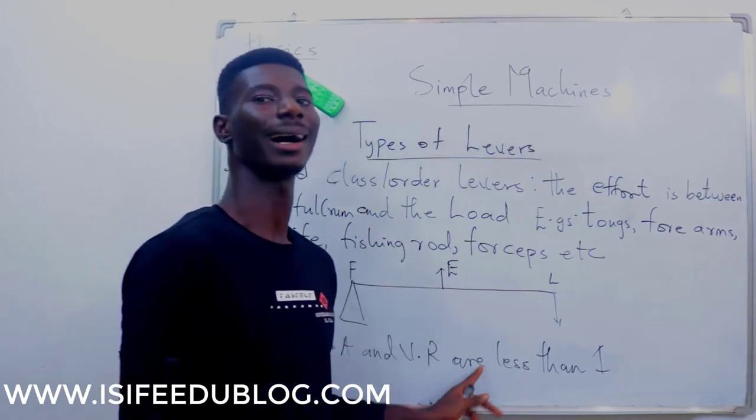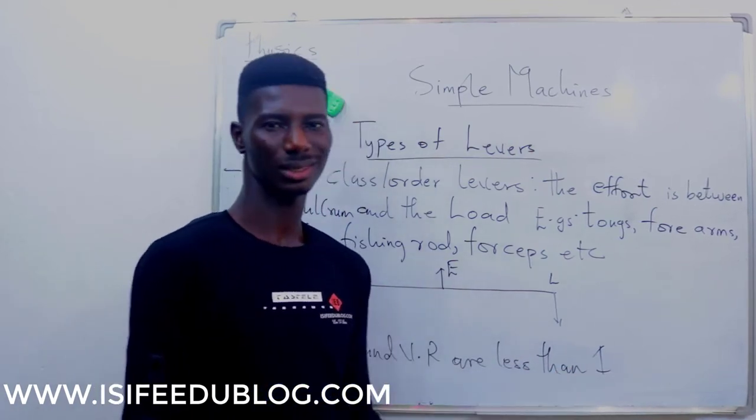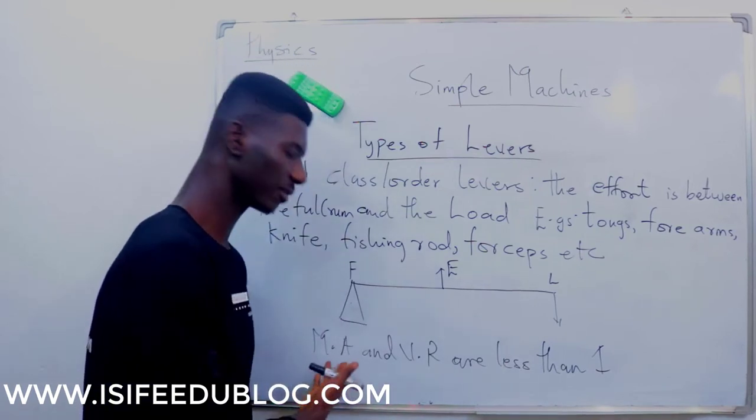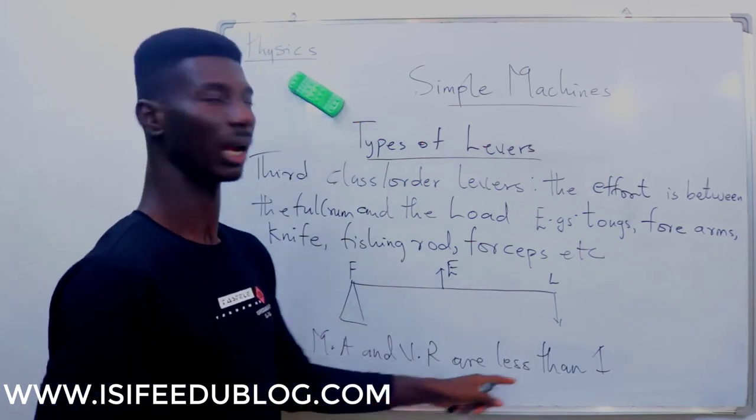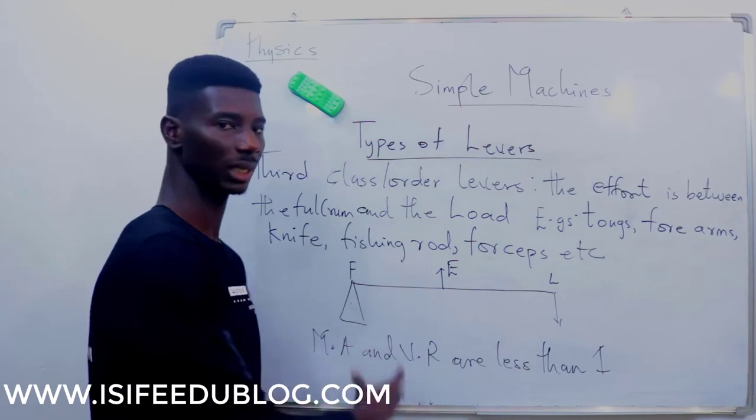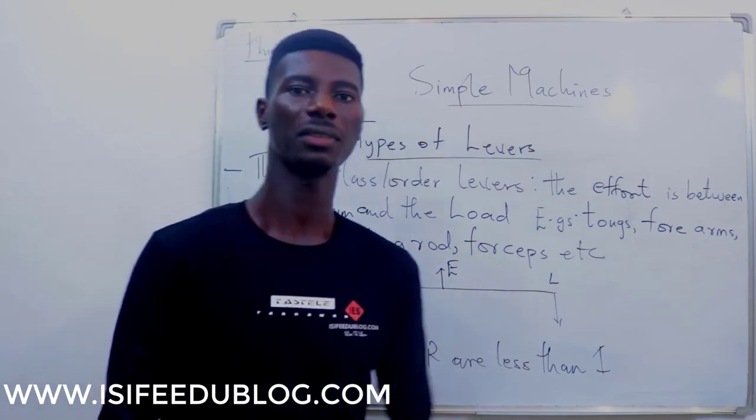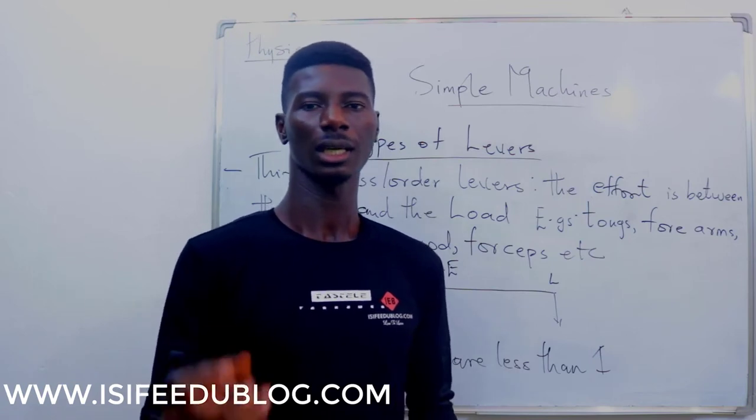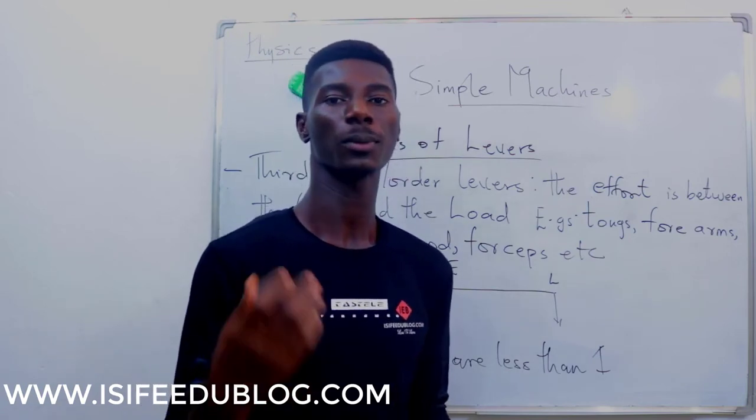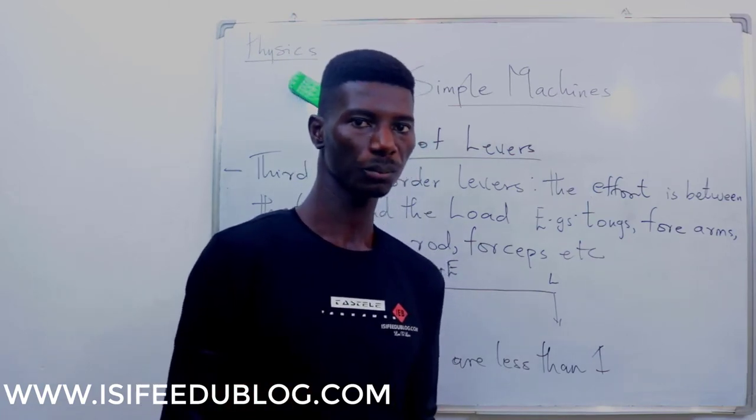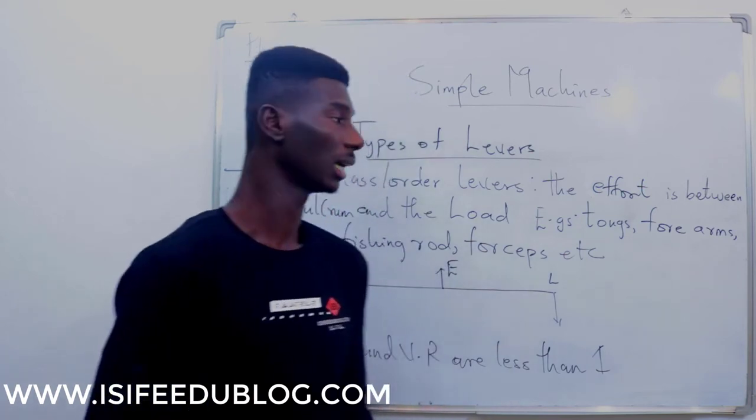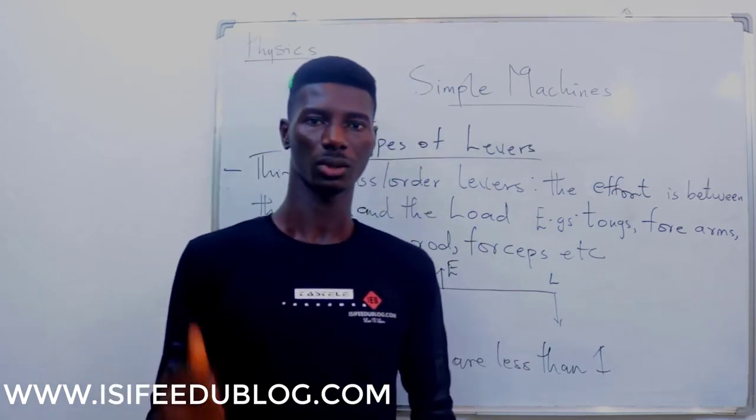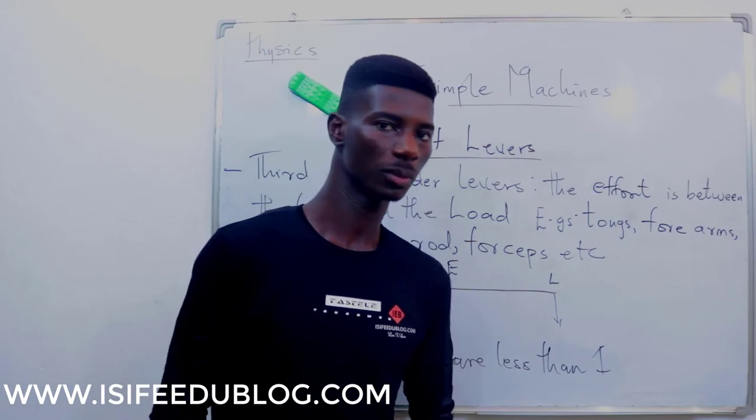Now, another thing you should know under third class is that the mechanical advantage and the velocity ratio are less than 1. Please note these important things. Actually, this is coming from the principle governing levers in general. So what is the principle governing levers? The principle of levers uses the principle of moments. So if you missed our class on moments, you can always visit our blog.